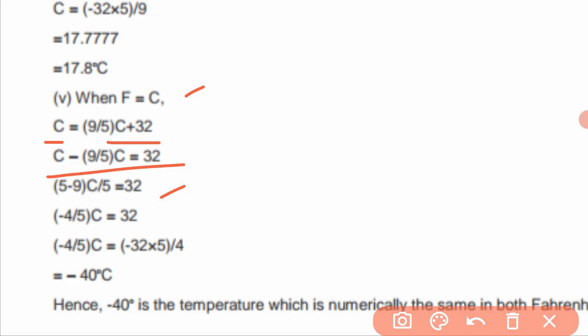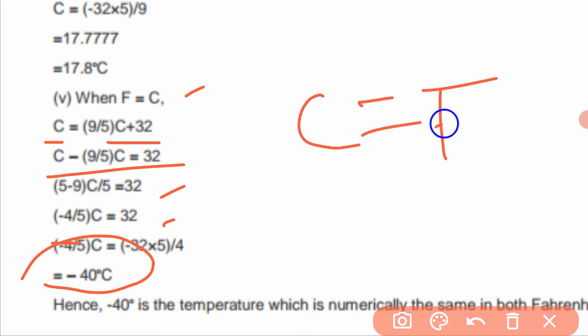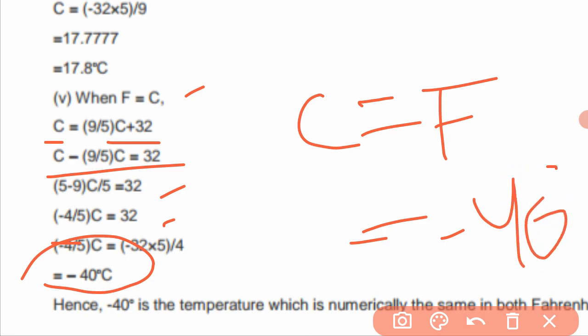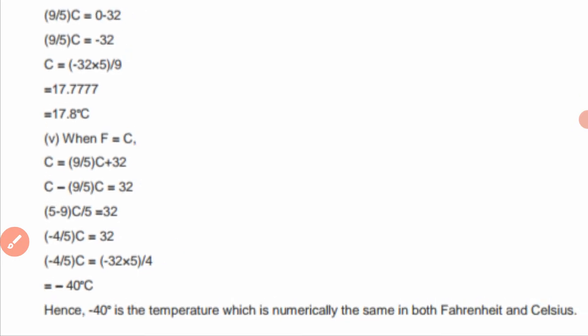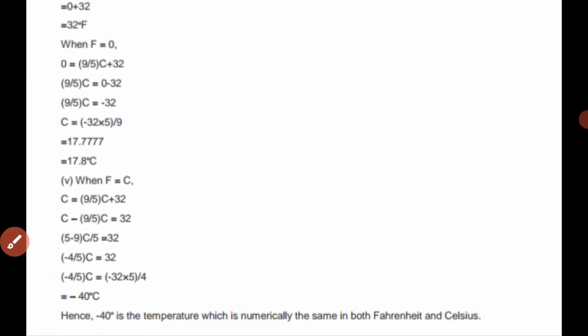By solving it, it will be minus 4 upon 5 C equals 32. Now by cross multiplying, minus 4 upon 5 C equals 32 becomes C equals minus 32 into 5 upon 4. By solving, the value of C will be equal to minus 40 degrees Celsius, and if C and F are equal, both are equal to minus 40 degree Celsius and Fahrenheit. So minus 40 degree is the temperature which is numerically the same in both Fahrenheit and Celsius.